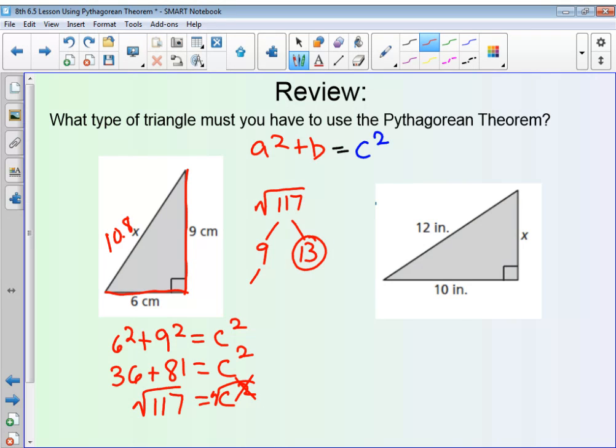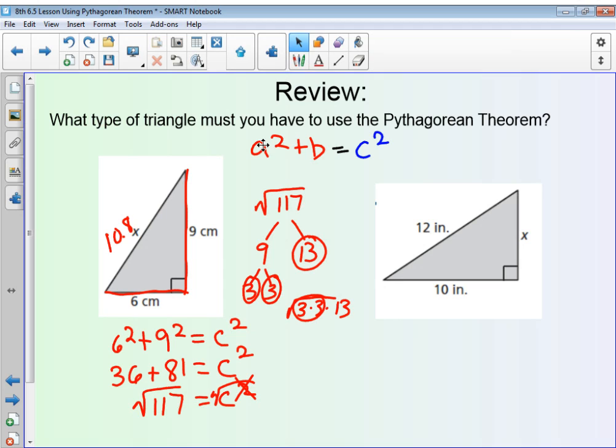That's a prime number. 9 breaks down to 3 times 3. Remember in section 4 when we broke it down like this, and we said 3 times 3 times 13, and the pairs get to go on the outside. So the other method that they may do is they may also write this out as 3 square root of 13. Okay, so you have to understand that those are interchangeable.